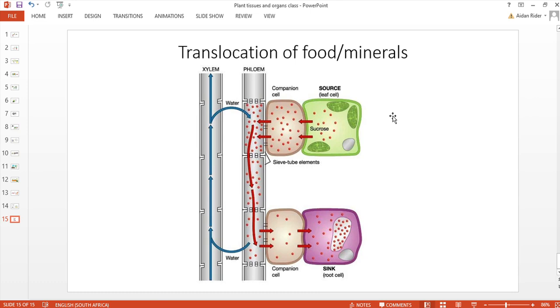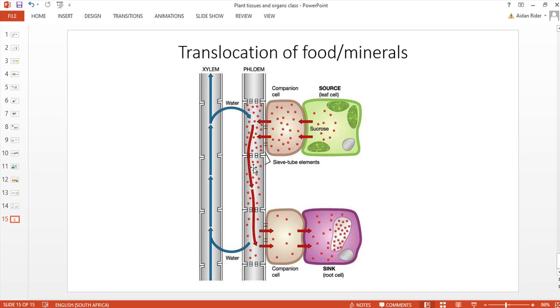Okay, then lastly, we look at translocation of food or minerals. Okay, this is basically how the food that's being produced in the leaf up top here gets to the root at the bottom here. So what is the food type that plants make? It's usually your glucose. It's sugar basically. So the building blocks of the sugars is the glucose. So the glucose can be used to form sucrose. In this case, it's using sucrose, and the sucrose is being transported through the phloem.